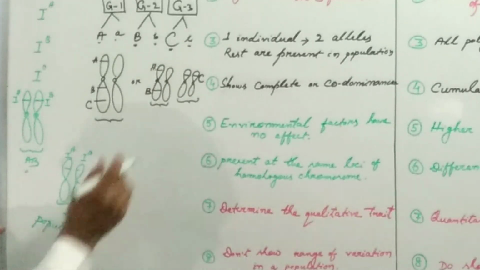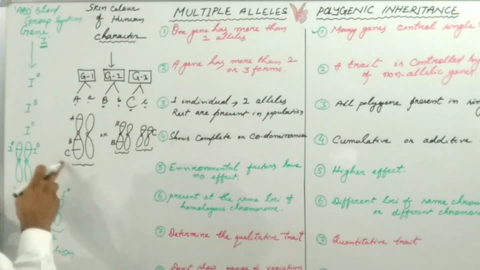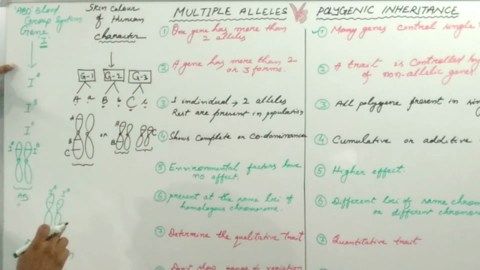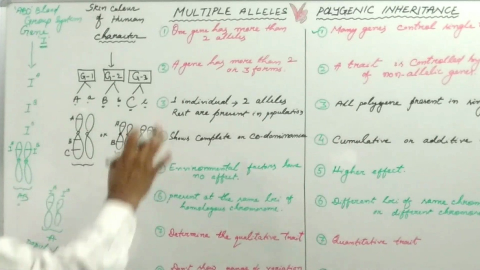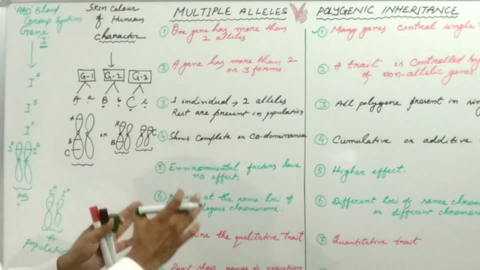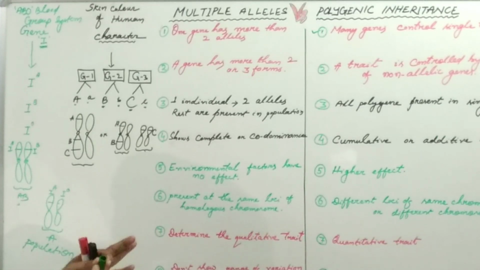But in the case of polygenic inheritance, all the genes are present in a single individual, whereas all the allelic forms in the case of multiple alleles are present in a population. So when we talk about multiple alleles, we should consider the population. One individual contains only two allelic forms, but the other allelic forms are present in other individuals, in the gene pool of the population.